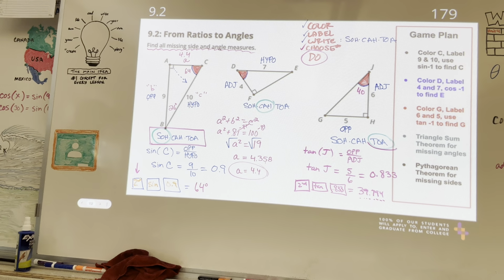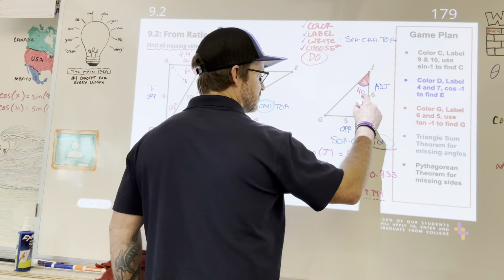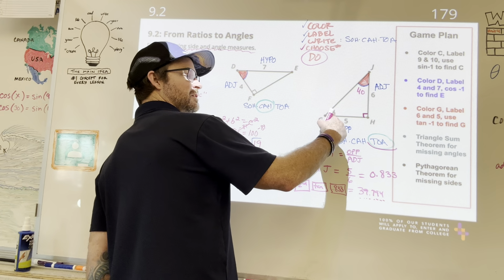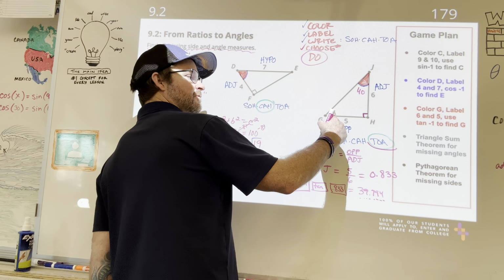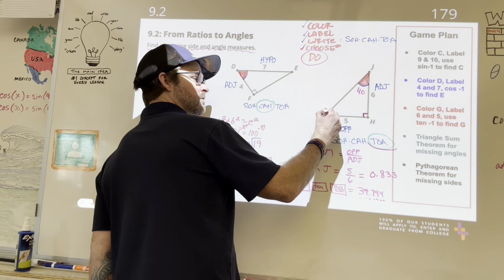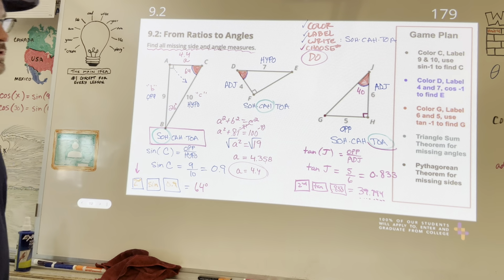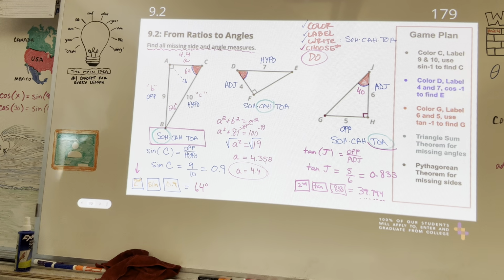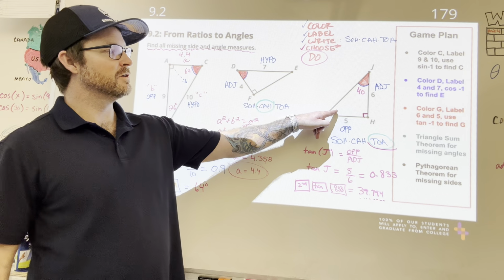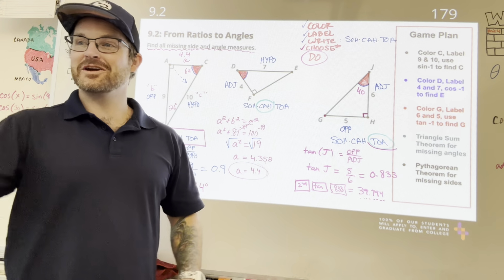We now have 1, 2, 3, 4 things. We have the 5, the 6, the 40, and the 90. We're missing this though, right? Which is the G angle, G. And what's the number for G? How could you get the number easily? There's a number, and you know it. Oh, the triangle sum. Triangle sum theorem.